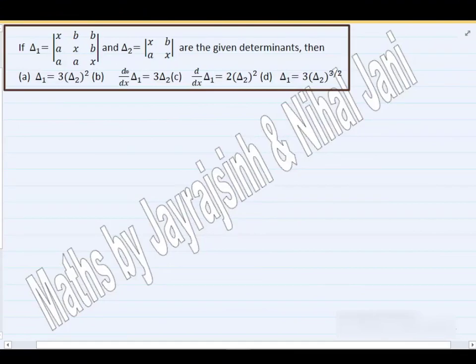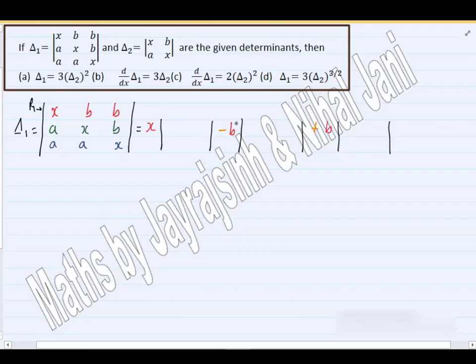Ta-da! In this question we have two determinants, delta 1 and delta 2, and we have to compare them and get the correct relation. So let's find out their values and then we will compare them, right? First of all, let's get delta 1, and here it is, and let's expand with respect to the first row. So the elements will be x, then minus b, then plus b. And now let's fill in the first determinant by eliminating the first row and first column.